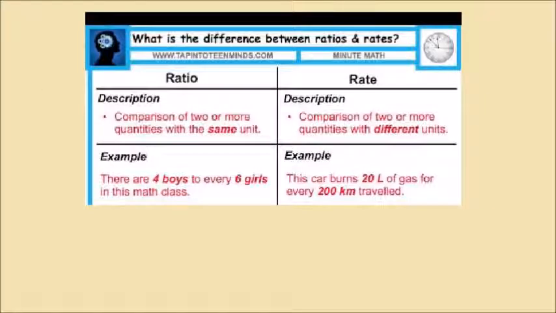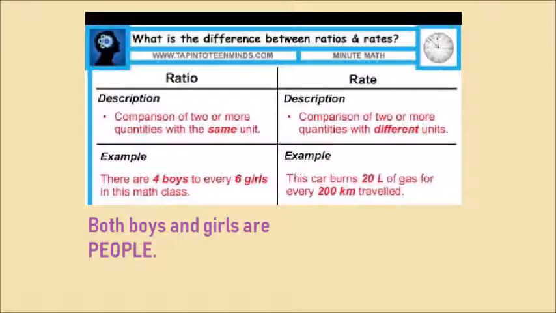Now, what's the difference between ratios and rates? Well, they differ in one very important respect. Ratios compare two or more things that are measured in the same unit, same thing. They're dots, they're animals, they're shapes, things of that nature. A rate compares two or more things that are different.